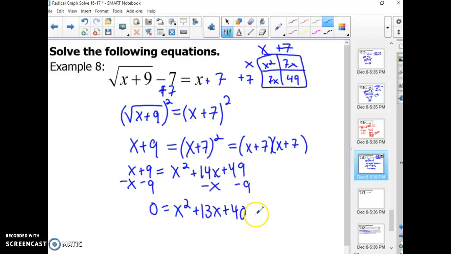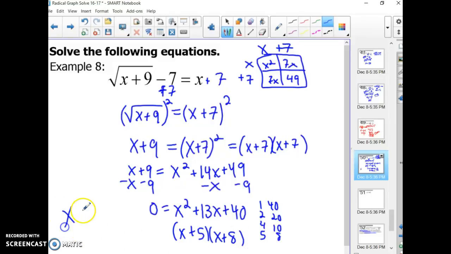What will multiply to 40? Well, 1 and 40, 2 and 20, 4 and 10, 5 and 8. And then I start to repeat myself. 5 and 8 will give me 13. So this factors into x plus 5 and x plus 8. So when I solve for the zeros then, I get x is equal to a negative 5 and x is equal to a negative 8.